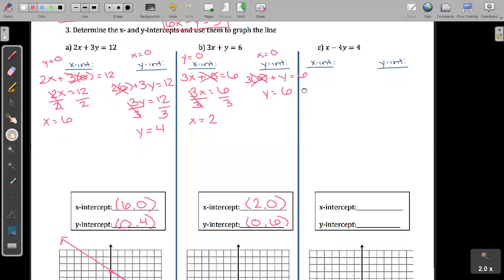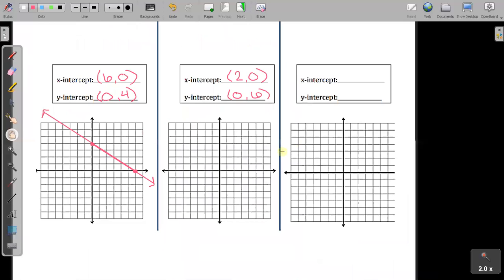We're going to graph those 2 points. So our x-intercept is going to be on our x-axis. So go over 2, put a point. The y-intercept is (0, 6). So we'd be on the y-axis and go up 6, and put a point. Now connect them. And make sure you draw past the points to the edge of the graph, and arrows on the ends.